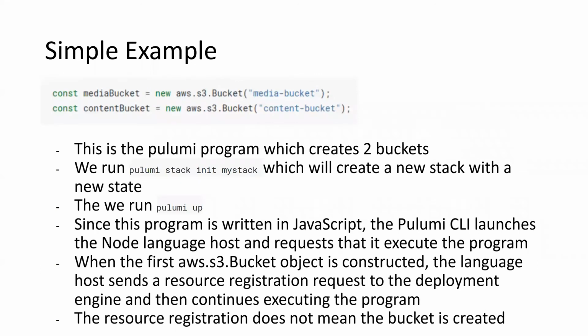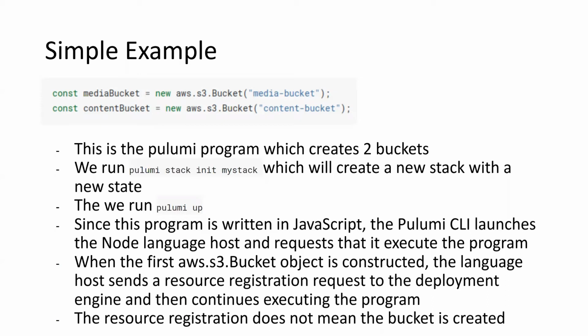Here's a very simple example. In this case, we're creating a new S3 bucket. We go ahead and set some constants, the media bucket and the content bucket, and these will refer to new S3 buckets. The first one would be the media bucket, and the second one would be the content bucket.